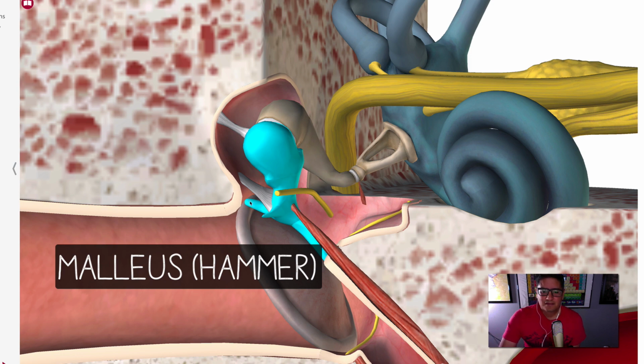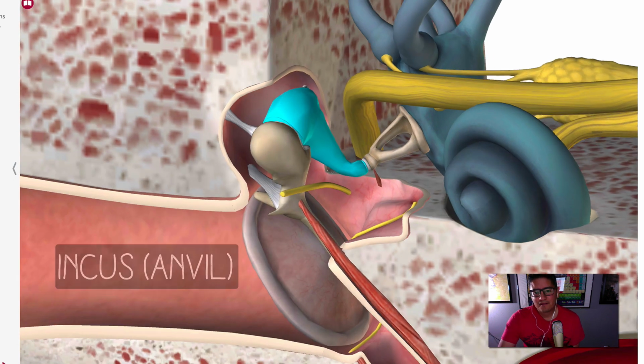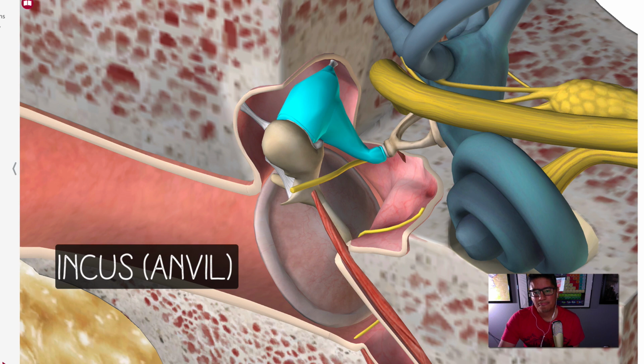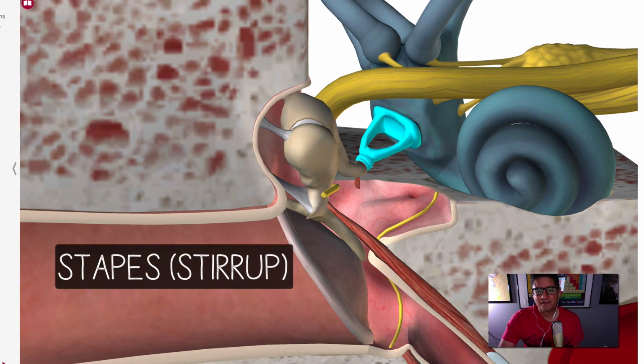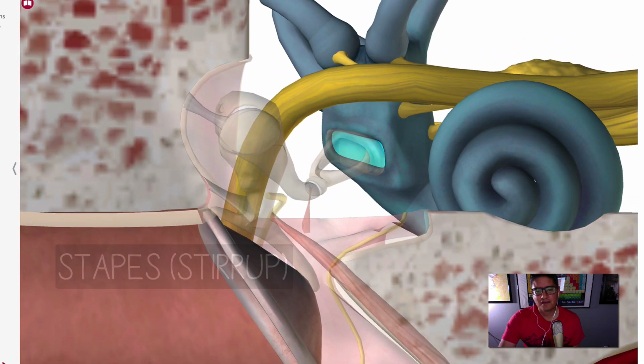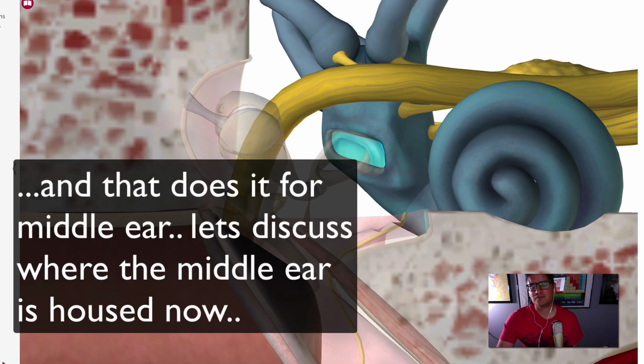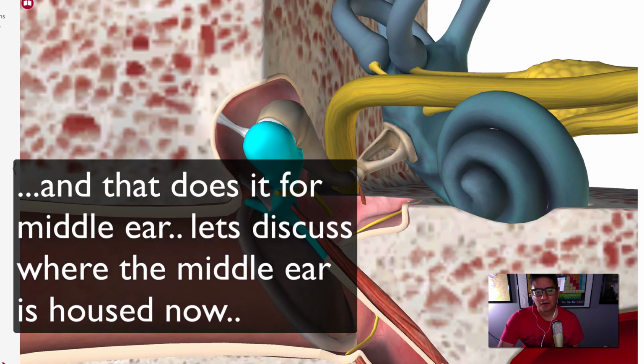You can see the malleus there. And then you have the incus. And the incus is then attached to the stapes. And then that stapes is attached to the entryway to the inner ear, which we will talk about in another video, and that's called your oval window. So again, that's the middle ear.